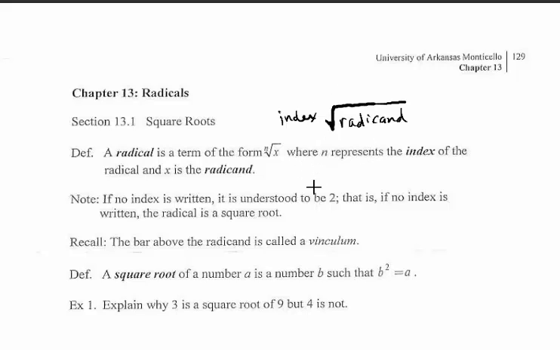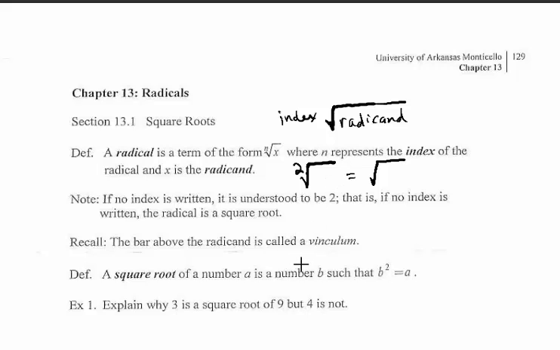So if we were to talk specifically about a square root, for a square root, the index, or I sometimes call the index the root number, is 2. If you're dealing with the square root, you may or may not see the 2. If there is no 2 written for that particular radical, then it is understood to be a square root.